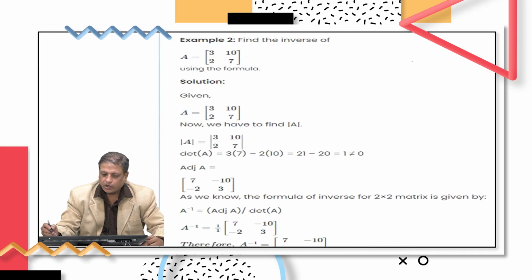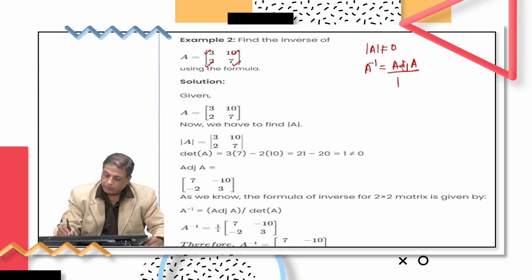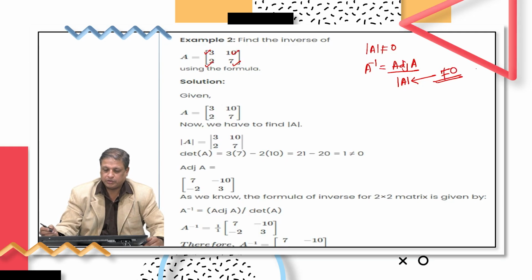Let's apply the understanding to solve one of the numericals over here. Find the inverse of the matrix given to us: 3, 2, 10, 7. Firstly, we try to calculate the determinant, because the foremost requirement is that the determinant should not be equal to 0. Why should it not be equal to 0? Because A inverse is equal to adjoint of A upon determinant of A. Because the determinant occurs in the denominator, it should not be equal to 0. If it is equal to 0, then an infinite result will occur.